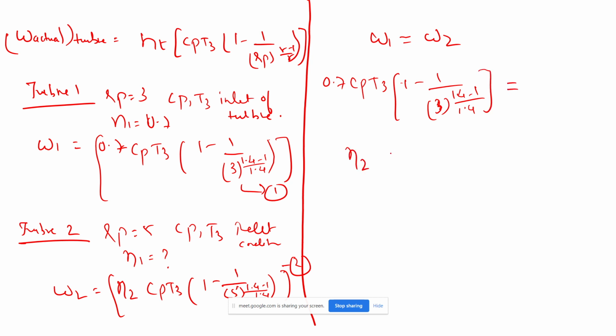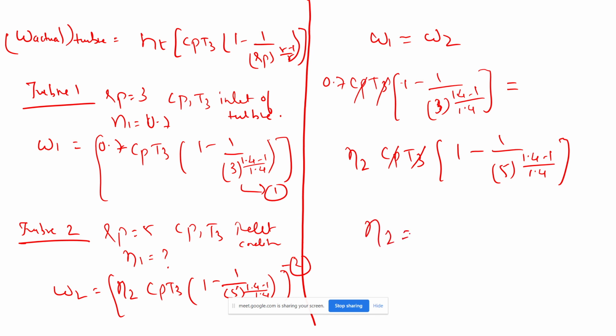So eta 2 into Cp into T3 into 1 minus 1 upon 5 to the power 1.4 minus 1 upon 1.4. Okay, so here Cp T3 will cancel out. Only eta 2 is remaining. So we can calculate it. What have you got for eta 2? Can you calculate and tell me?